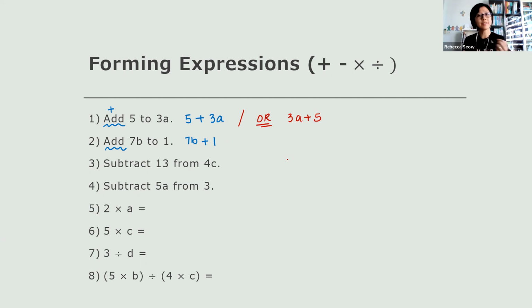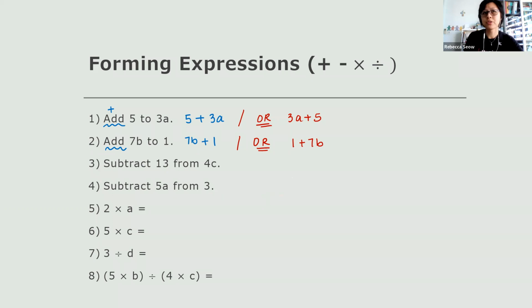Because for addition, for example, you have 1 plus 3. Isn't it 3 plus 1? Same, right? Yeah. So same for the second question. You can write it as 7b plus 1 or 1 plus 7b. No difference when it comes to addition.